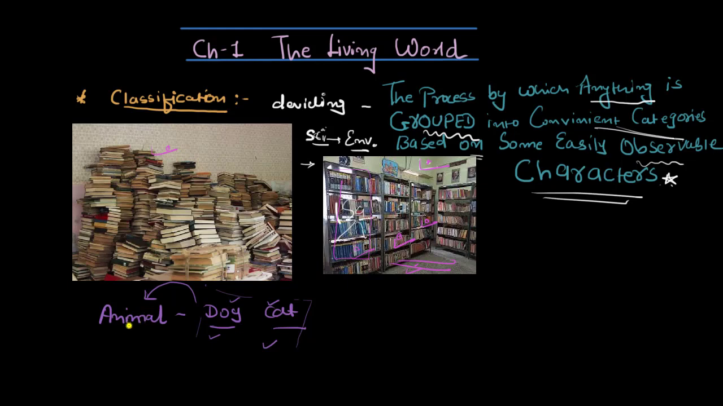They all have 4 legs, so put them into animal, the 4-legged animal. But some characters are different, so we have further divided into a sub-group, into dogs and cats. This is because you can observe some different characteristics between them.